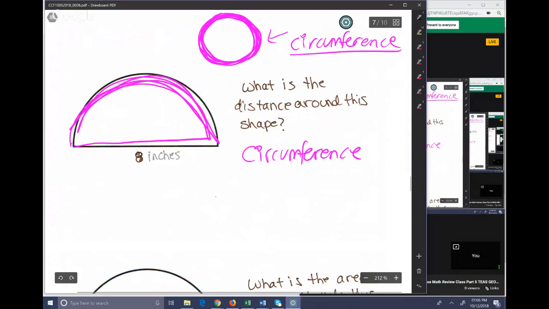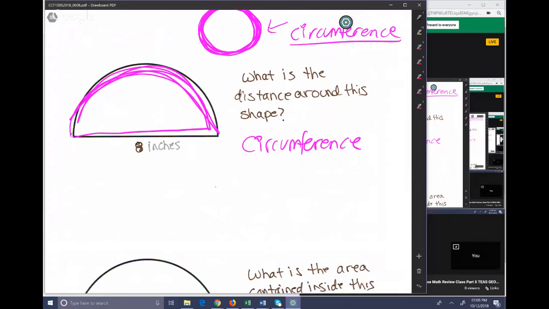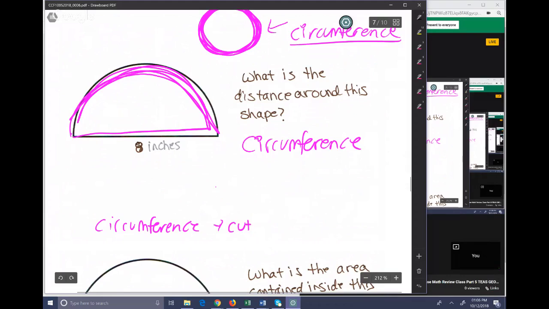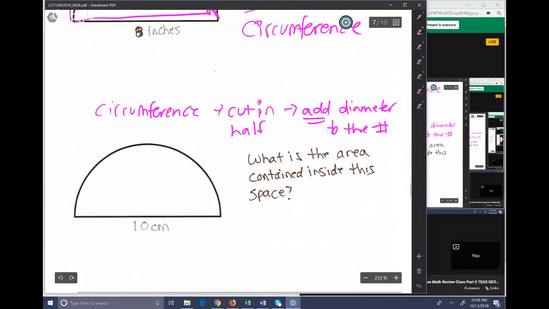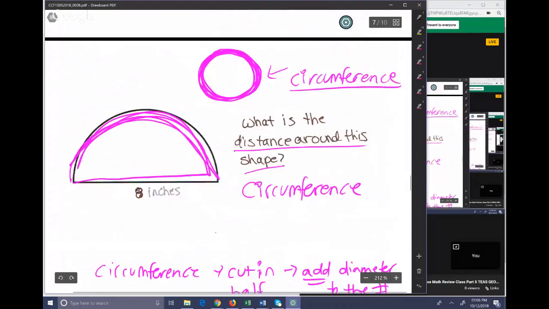If it helps you to have broad steps that you can place at the beginning of the problem, like with the other things that we do, you're going to do circumference. Then you're going to cut it in half because the circumference will give you a whole circle. You want half. Then you're going to add the diameter on to the number. That's your steps. This only applies to distance around this shape. When it's area inside, it's different.